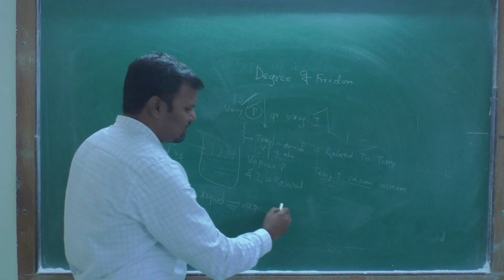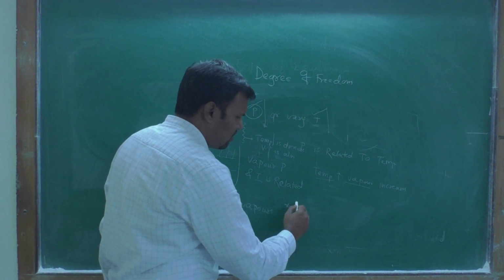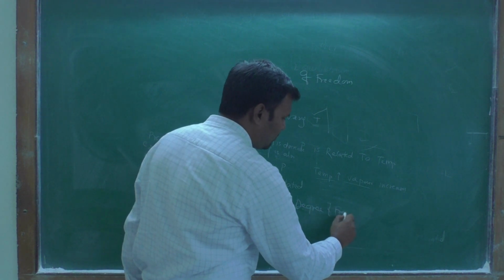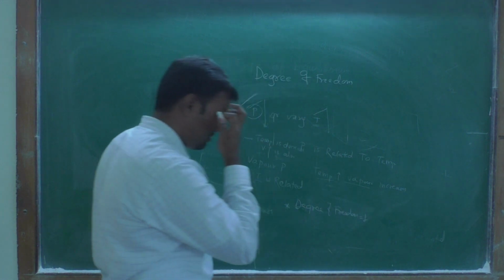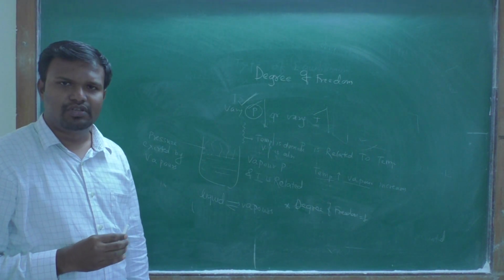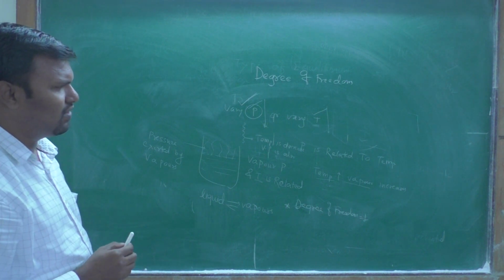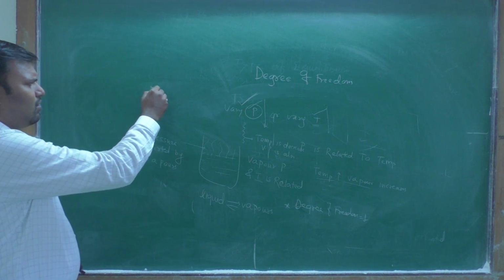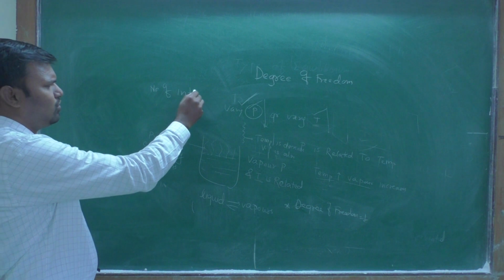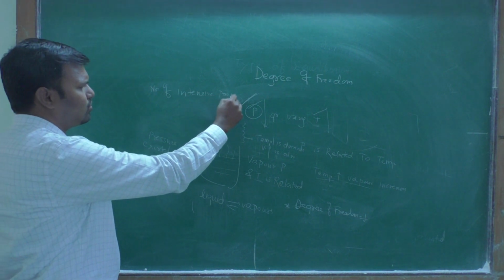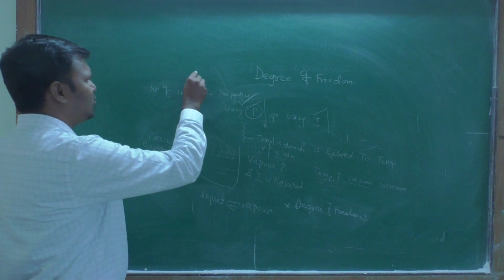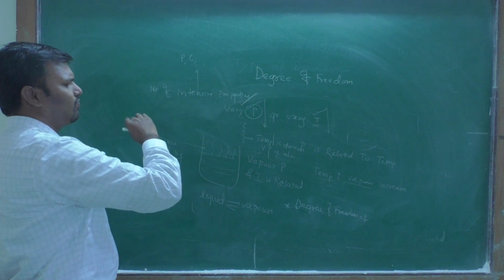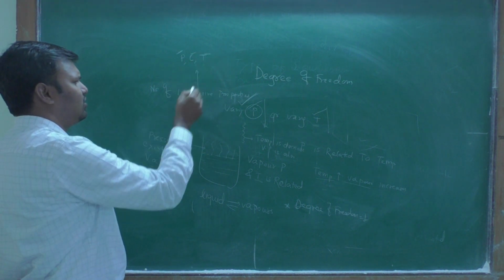Therefore, the degree of freedom for this system is 1. Degree of freedom for this system is 1. Therefore, we can define degree of freedom as the number of intensive properties. Okay, intensive properties are pressure, concentration and temperature. These are the intensive properties.